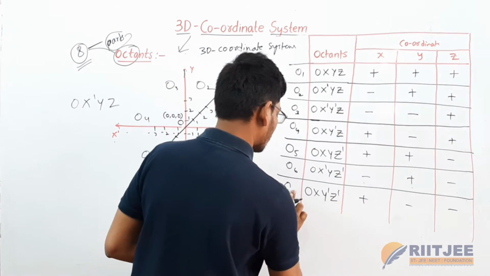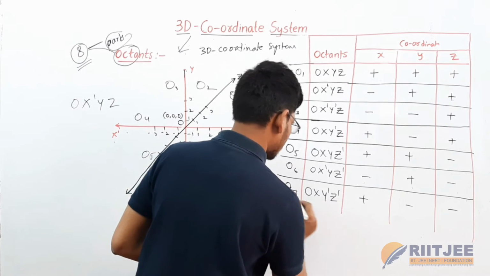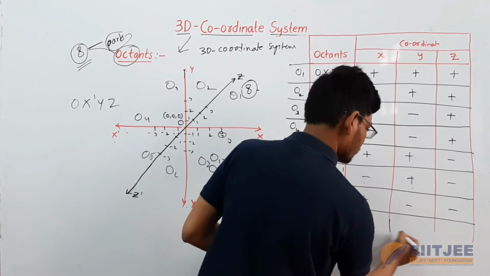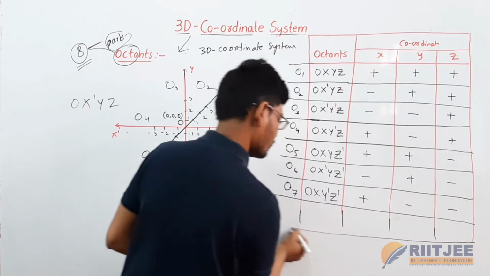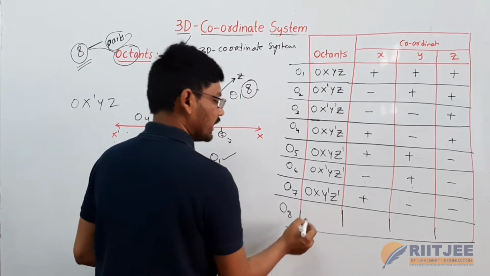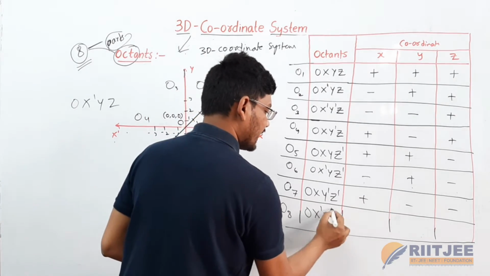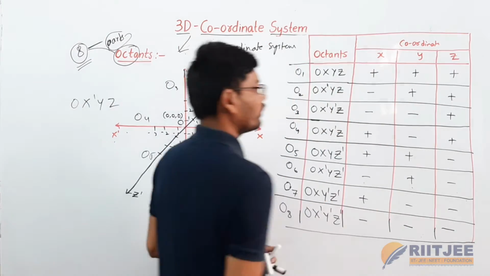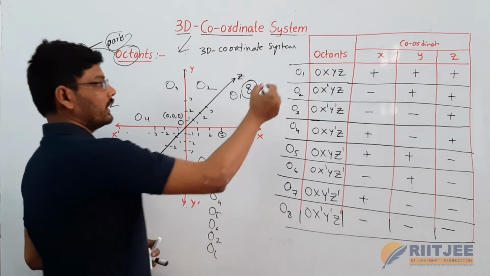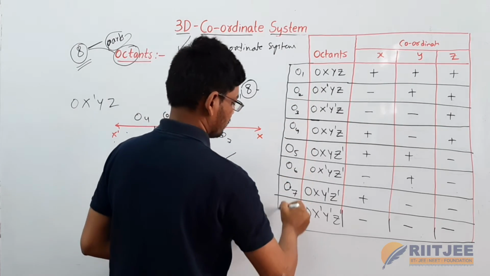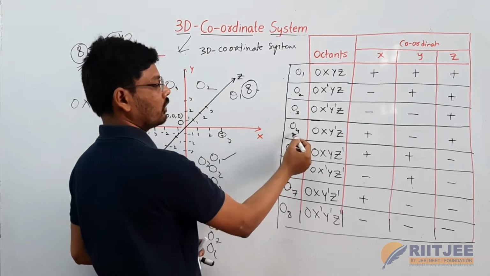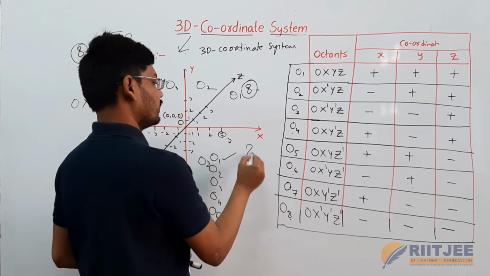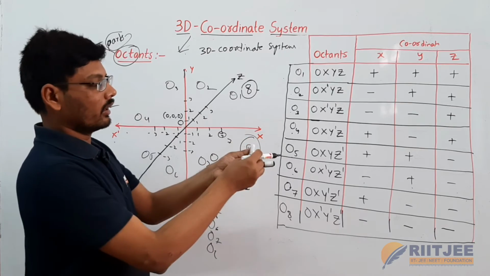And the final one, this is O7, and the final octant, this is O8. Here OX dash Y dash Z dash. Here all the values will be negative for this octant. How many octants are there here? O1, O2, O3, O4, O5, O6, O7, O8. Here 8 octants. 8 octants are there in this combination.